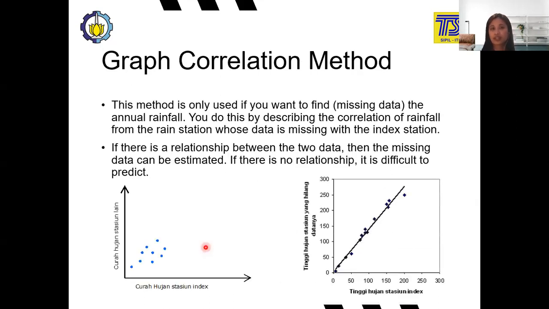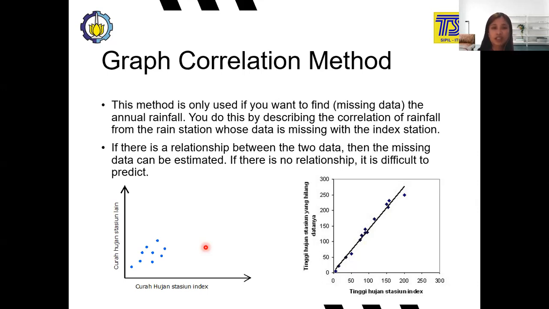There's also another method. This one is not related to the differences between the complete or incomplete data. This one is the graph correlation method. This is only used if you want to find the missing data by the annual rainfall. From the previous one, we can look for the daily average data or the monthly data of the rainfall. But for the graph correlation method, it is only used if you want to find the annual rainfall.